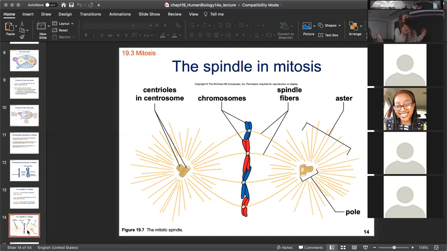So we have the chromosomes in the middle. Those are those blue and red X-looking things. The centromeres are the little dots in the middle that are essentially the knots that hold the sister chromatids together. You can see that the spindle fibers are attaching to the centromeres, or the centrosomes, and that the asters are these other fibers attached to the outside of the cell, and they're going to pull those chromosomes apart. They're going to pull those sister chromatids apart.